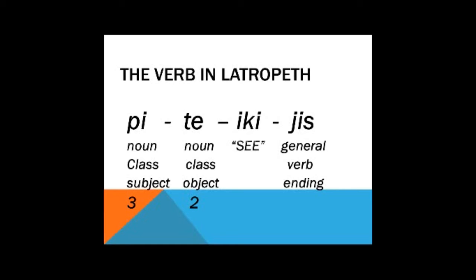Now, there are two prefixes on the verb. The first and second components there, pi and che. Pi is actually a noun class prefix. You will remember in the last video that there are 10 noun classes, and all the nouns in Latropeth will fit into a particular grammatical noun class, and each noun class has its own corresponding prefix. Pi is actually the prefix for noun class 3. Che is actually the prefix for noun class 2. What is all that about?